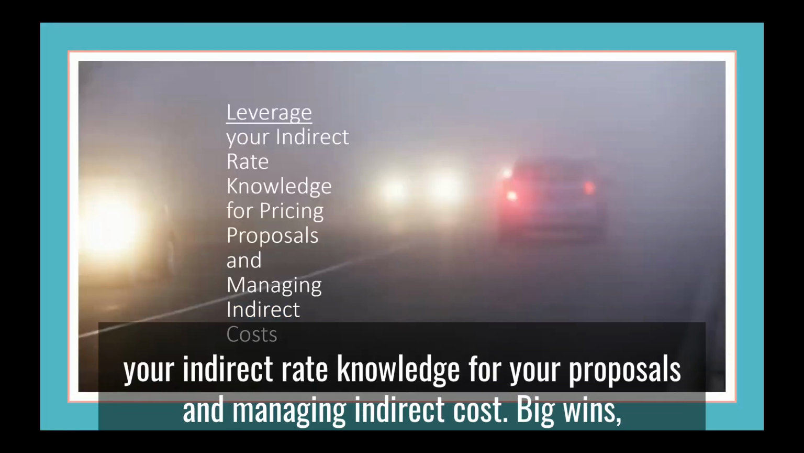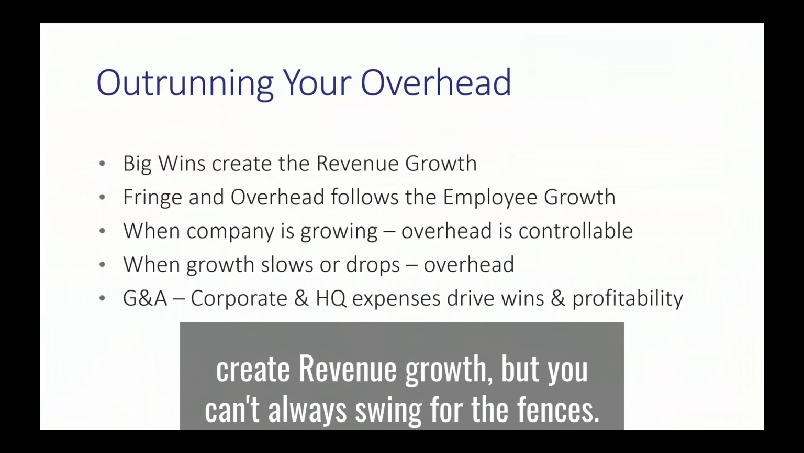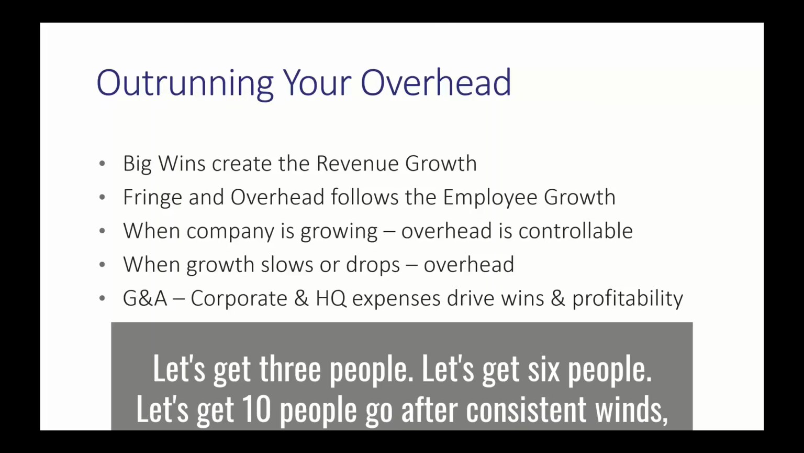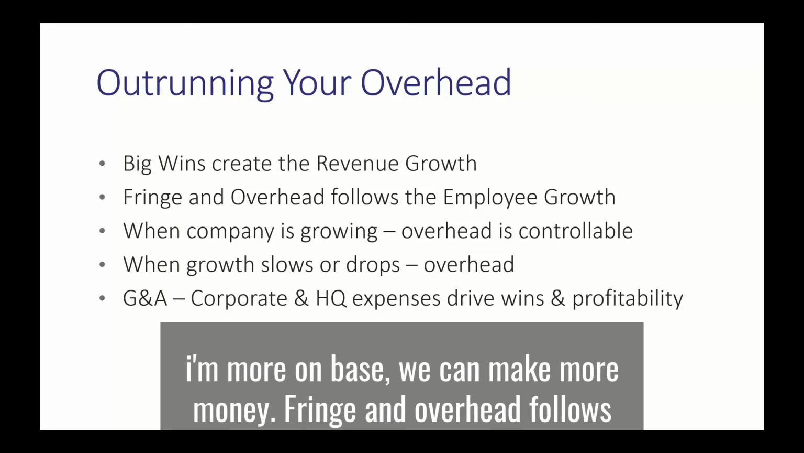Leveraging your indirect rate knowledge for your proposals and managing indirect cost. Big wins create revenue growth, but you can't always swing for the fences. What I see most successful small businesses do is just try to let's get 3 people, let's get 6 people, let's get 10 people. Go after consistent wins. It's more about the Moneyball strategy, where he figured out if I can get more hits, I'm more on base, we can make more money.